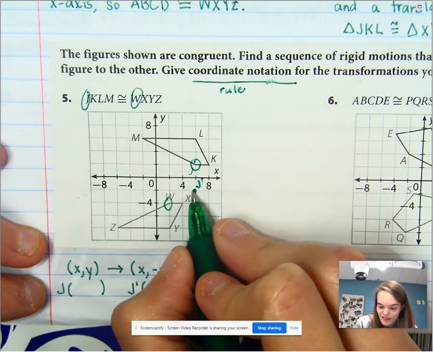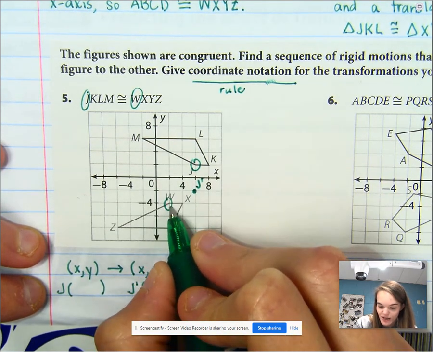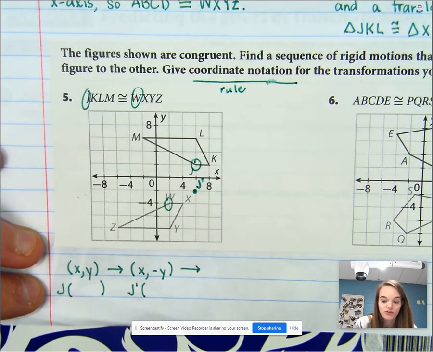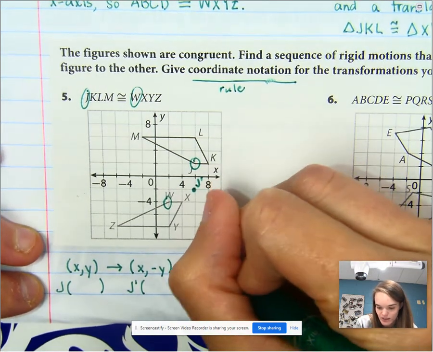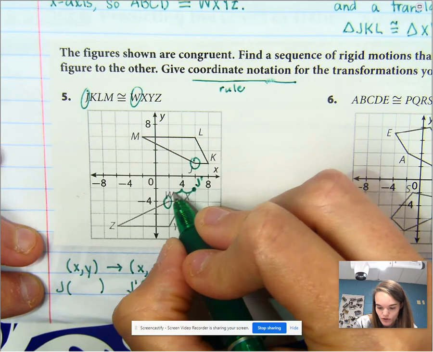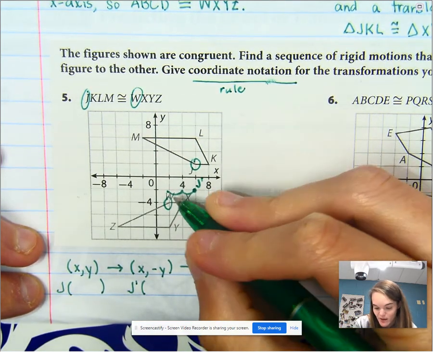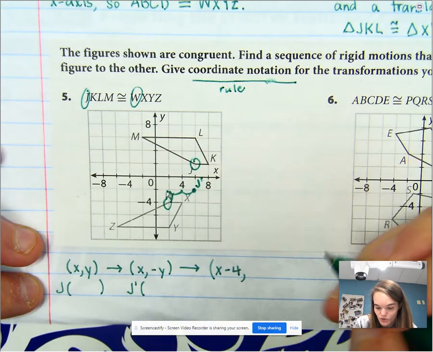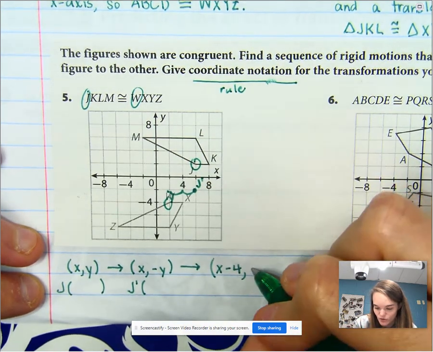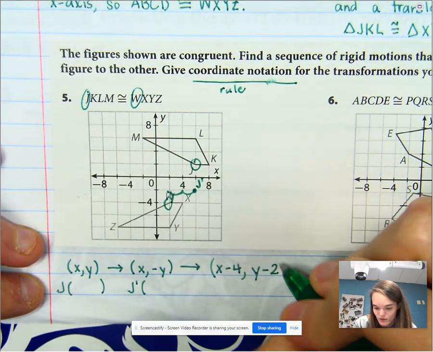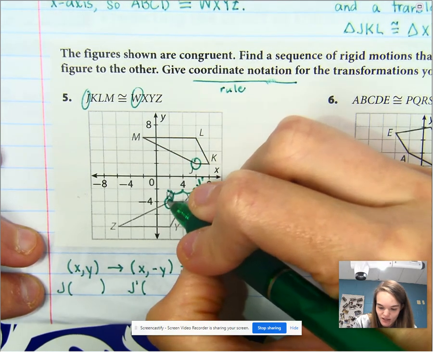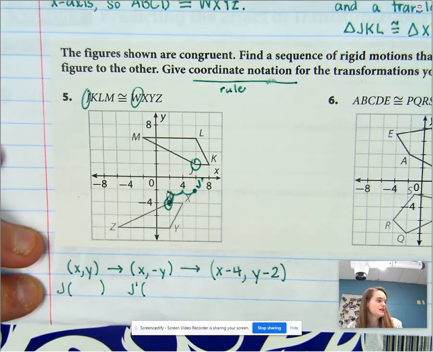Because now it looks like I need to shift to the left and shift down. This one is counting by twos again, so pay attention to that. So to get right here, I'm going to go over 4 because it's counting by 2. So that's minus 4. And I'm going to go down 1 unit, which is actually 2 because it's counting by 2. So y minus 2. And that should put J and W on top of each other right there.